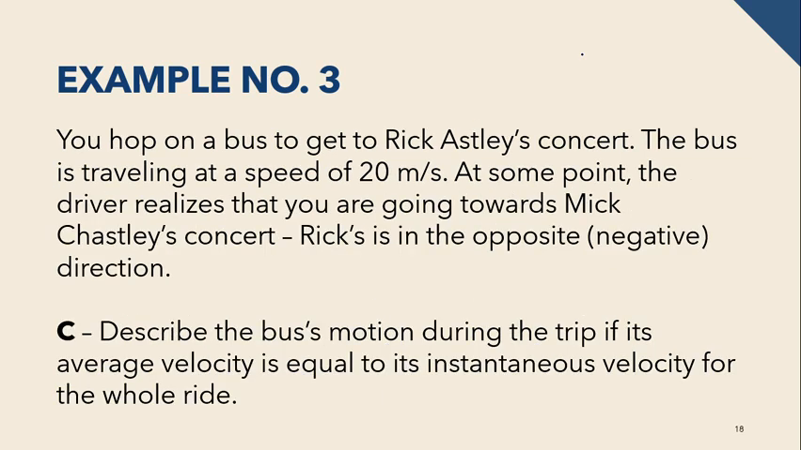Part C. Describe the bus's motion during the trip if its average velocity is equal to its instantaneous velocity for the whole ride. So pause the video and think on this for a moment. Okay, recall that instantaneous velocity is an object's velocity at a particular moment in time. The problem says that average velocity equals the instantaneous velocity throughout the whole ride, which is to say at any moment in time throughout the ride. If the instantaneous velocity of the car is the same throughout the ride, the car must be traveling at a constant speed and also must be maintaining the same direction throughout its motion.